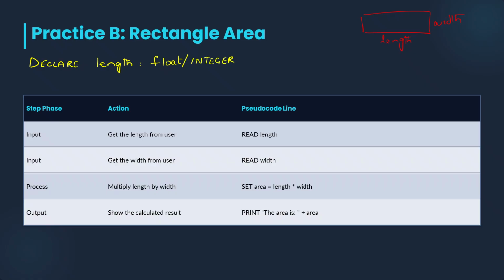The second one goes for the declaration of the width. Here also, if you want to take it in decimal places, you will take it as float, whereas if you want to take it as a whole number, you can take it as an integer. Once you have declared both of them, your declaration part is done. So now you move to the next level of the sequential statement, that is the input statement.